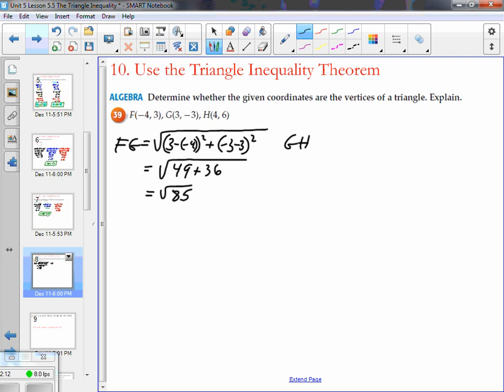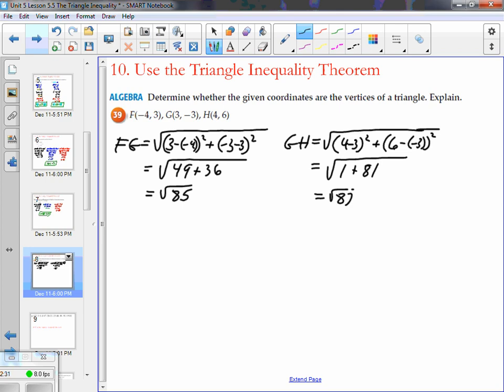Then I find the length of GH. Equals, that'll be 4 minus 3 quantity squared plus 6 minus negative 3 quantity squared. 4 minus 3 is 1. 1 squared is 1. 6 plus 3 is 9. 9 squared is 81. That's the square root of 82.